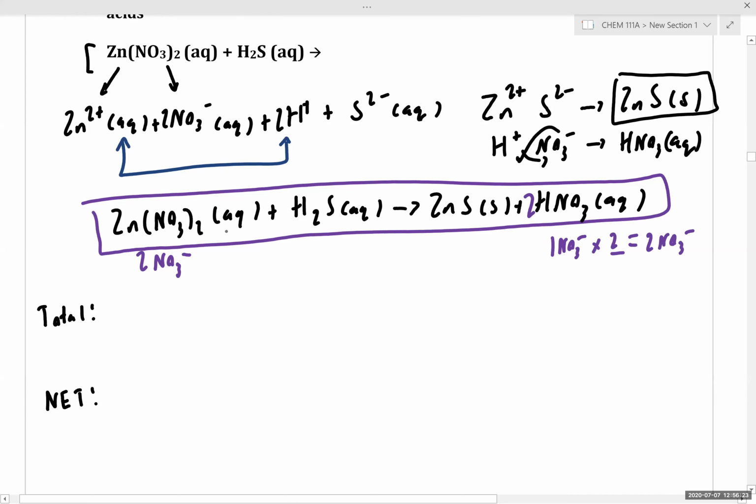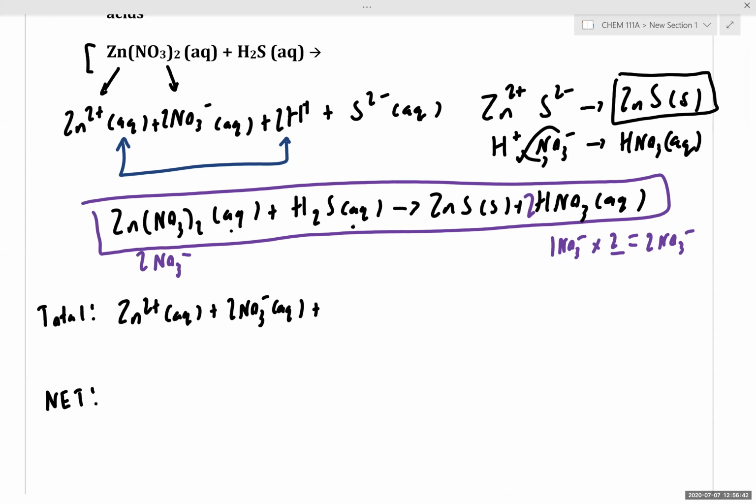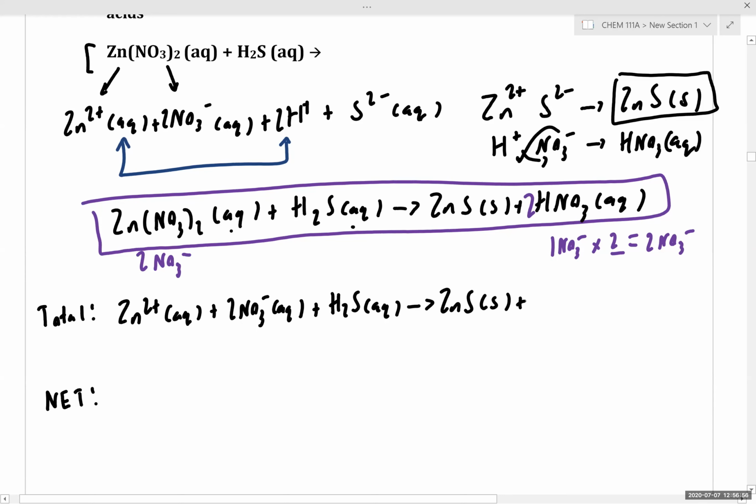So zinc nitrate has the aqueous symbol. So we dissociate zinc nitrate into its component ions of zinc 2+ and 2NO3-. Do we dissociate hydrosulfuric acid? Is hydrosulfuric acid a strong acid? No, so we keep it together. It still gets the aqueous symbol. Zinc sulfide we keep together because it's an insoluble ionic compound.